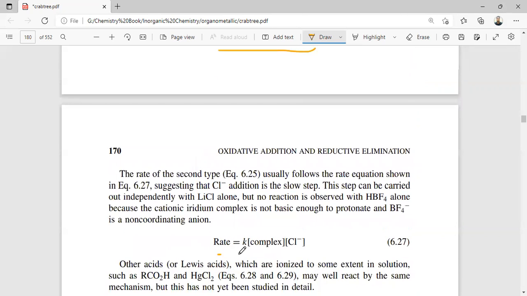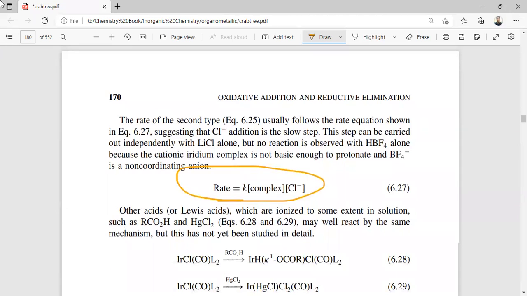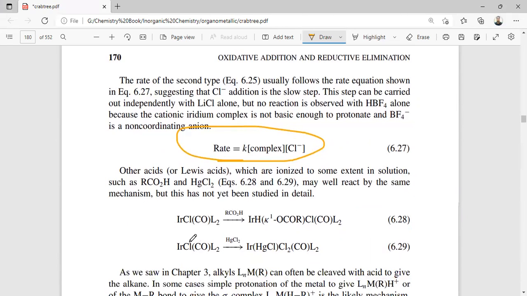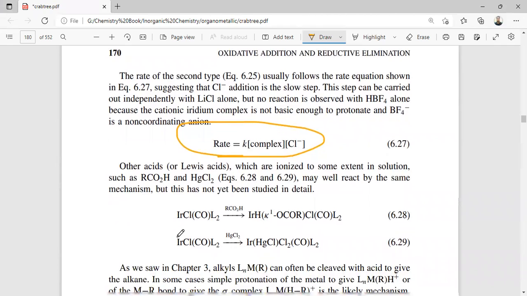So the second type follows this rate equation, and the step can be carried out independently with LiCl, but no reaction is observed with HBF4. This is because the cationic iridium complex is basic enough to coordinate, but BF4 minus is a non-coordinating anion. Other acids which are ionized to some extent in solution, such as RCO2H and HClO4, may well react by the same mechanism, but this has not yet been studied in detail.